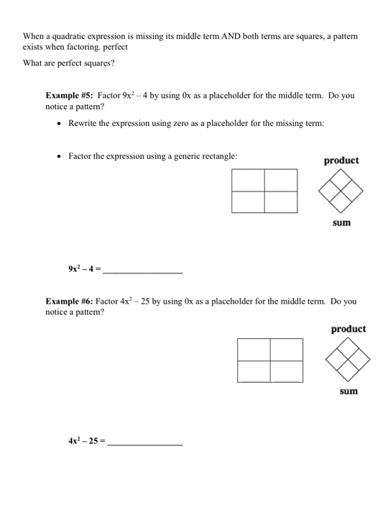When a quadratic expression is missing its middle term and both of the terms are perfect squares, a pattern exists when factoring. So the first thing we need to talk about before we start looking for that pattern is, what does it mean if we're working with a perfect square? Well, a perfect square is what you get when you multiply two integers by each other. For example, 25 is a perfect square because we can get 25 by taking 5 times 5.